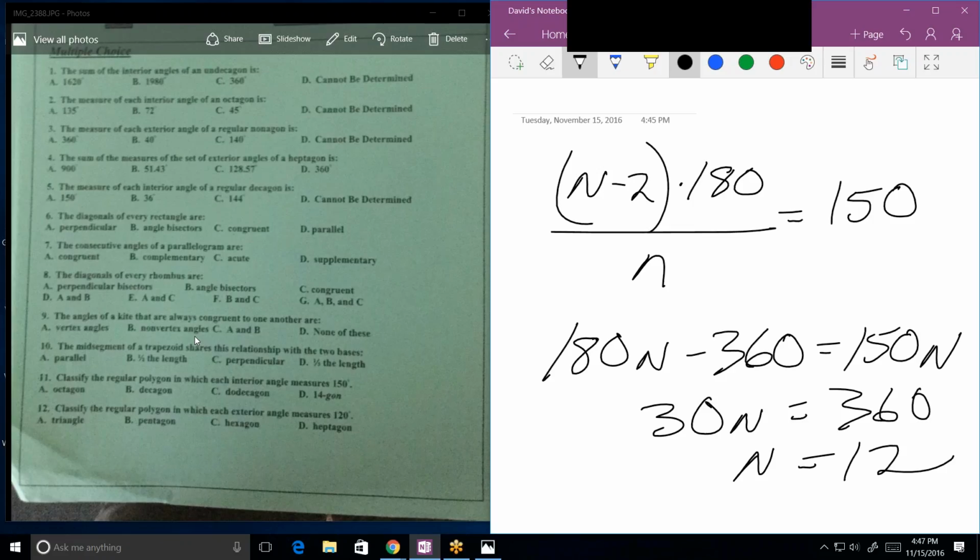Classify the regular polygon in which each exterior angle equals 120. So 360 divided by 120 gives n, right? Uh-huh. Gives you which figure? Oh, it'd have to be a triangle. Yeah. In other words, there can only be 3 exterior angles. That makes it a triangle.